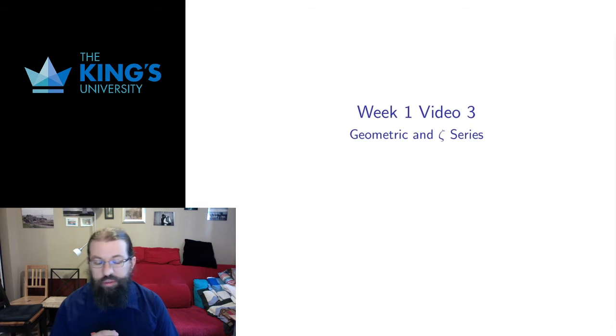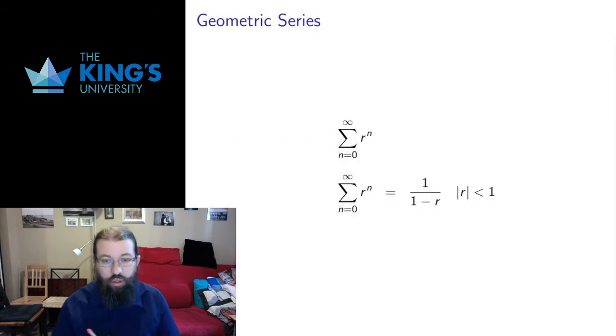In this video I want to introduce two important types of series and also talk a little bit about algebraic manipulation of series. The first important type of series I want to introduce is the geometric series. This is a series that has the form the sum from n equals 0 to infinity of r to the n. And we call r the common ratio, the idea that each term of the series you multiply by r again.